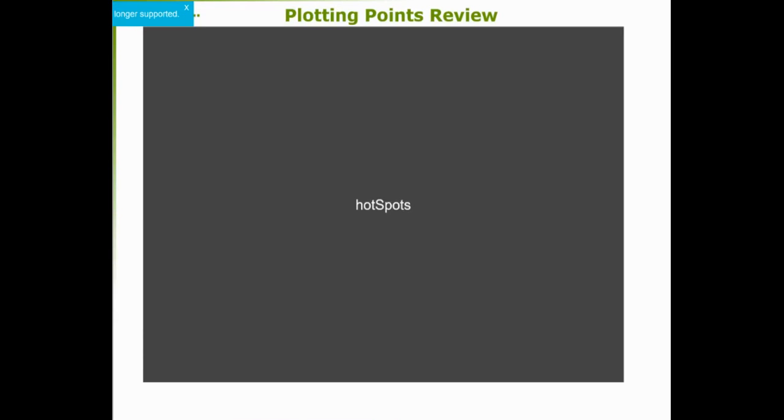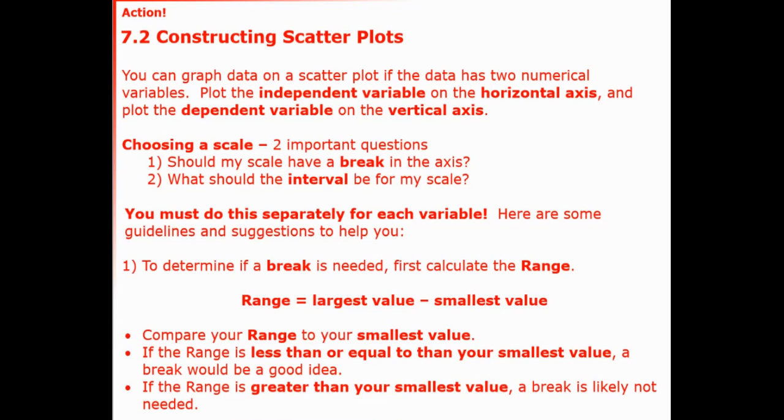Now, some theory behind this all. You can graph data on a scatter plot if the data has two numerical variables, like an x and y coordinate. Plot the independent variable on the x-axis, the horizontal axis. So the horizontal axis is the x-axis. Two numerical, we want to have x and y coordinates. And plot the dependent variable on the vertical axis, the y-axis.